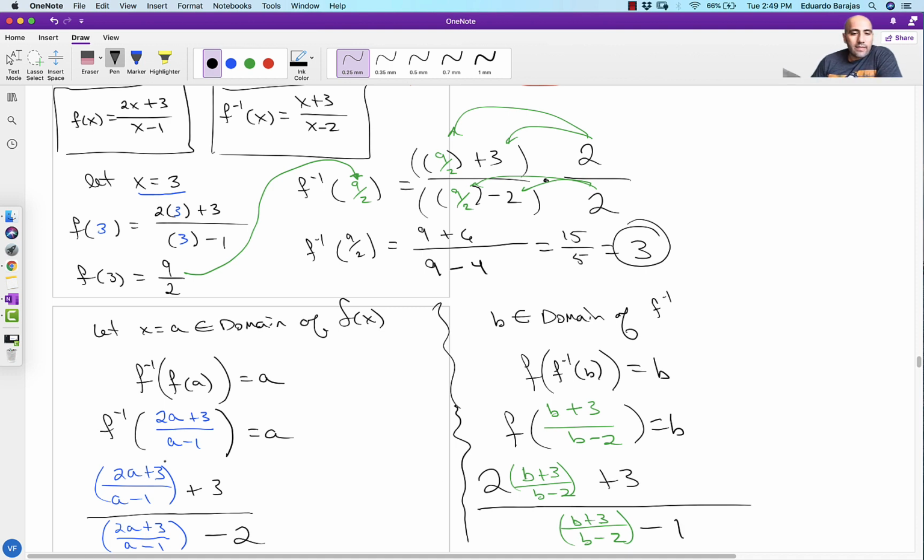And I need to show that after all this magic, if I cancel and reduce and combine and do my algebra, my goal is to show that this will lead to a, and that this will lead to b.